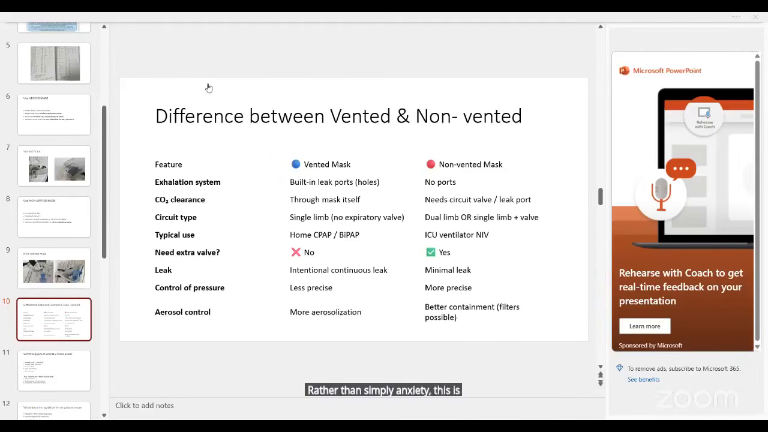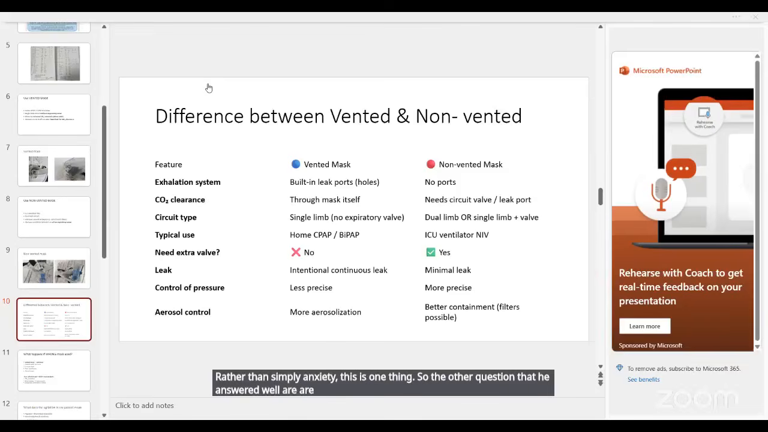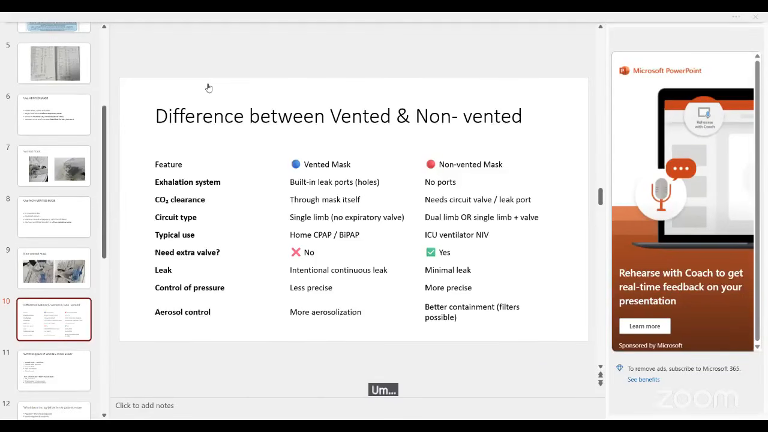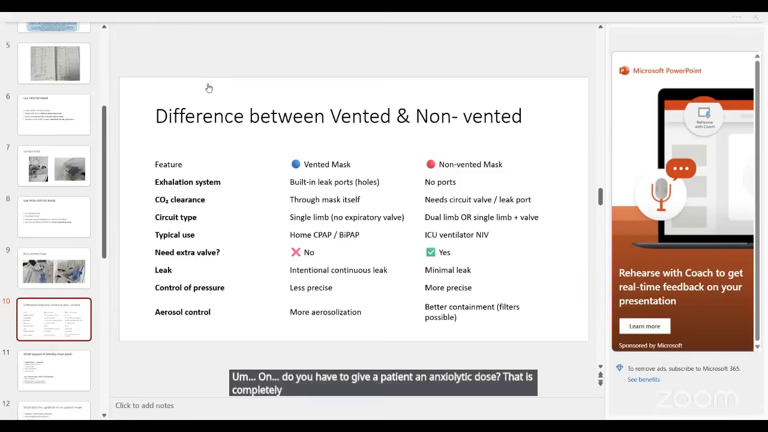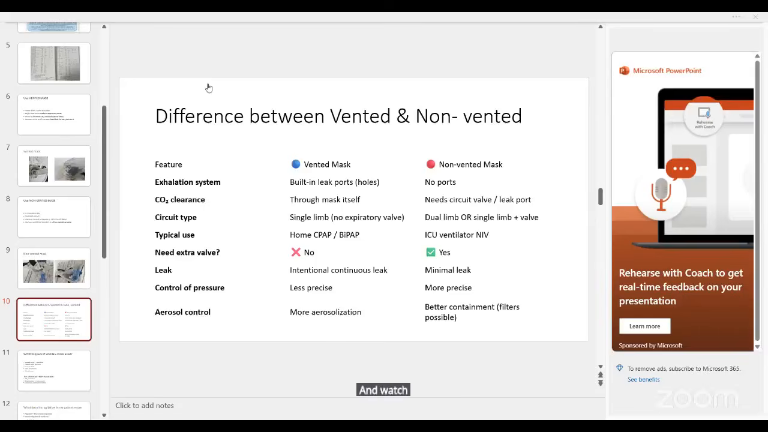This is one thing. The other question that he answered well: there are different schools of thought on whether you have to give a patient an anxiolytic dose. That is completely left to the discretion of the doctor, and at that moment how loaded you are with your emergency cases. If you are able to monitor very closely, you can still give an anxiolytic dose and watch the patient very closely. So this is one thing that we should watch.